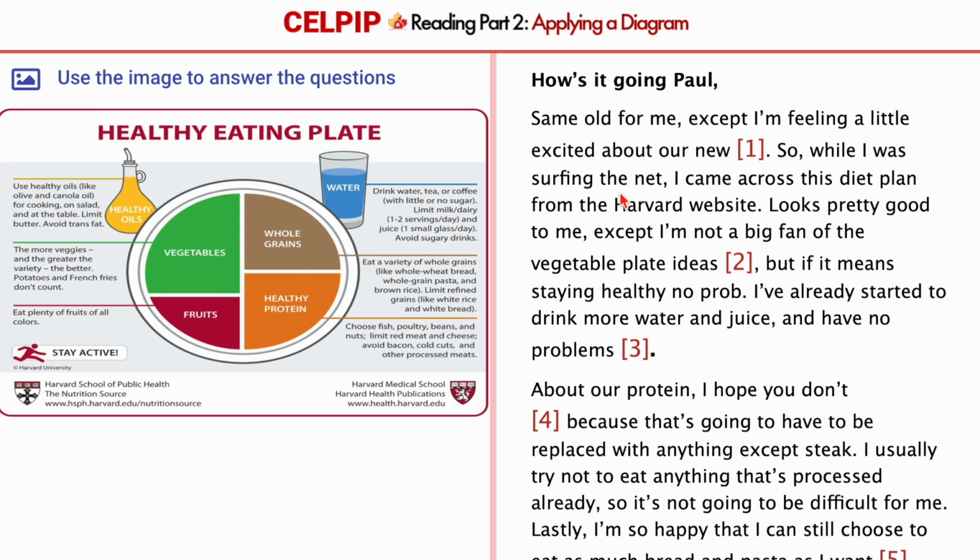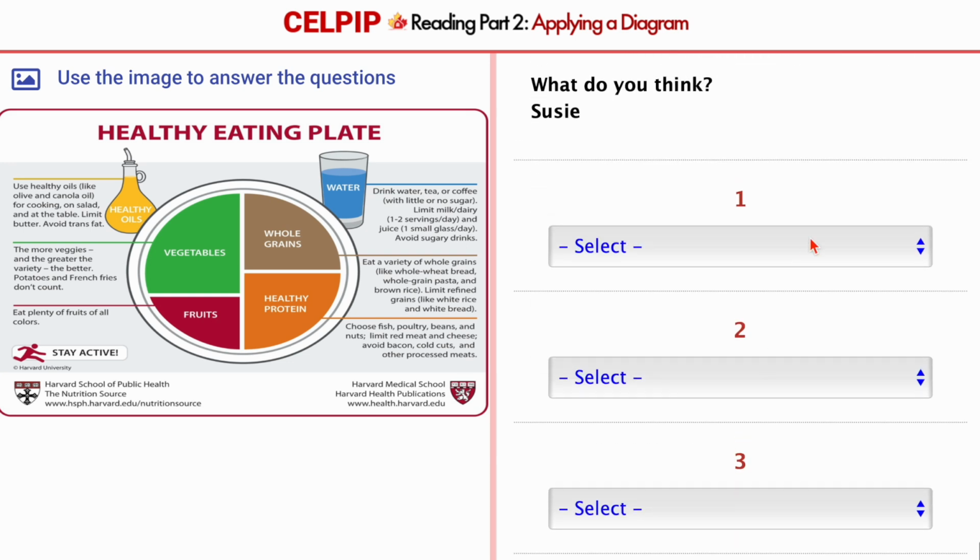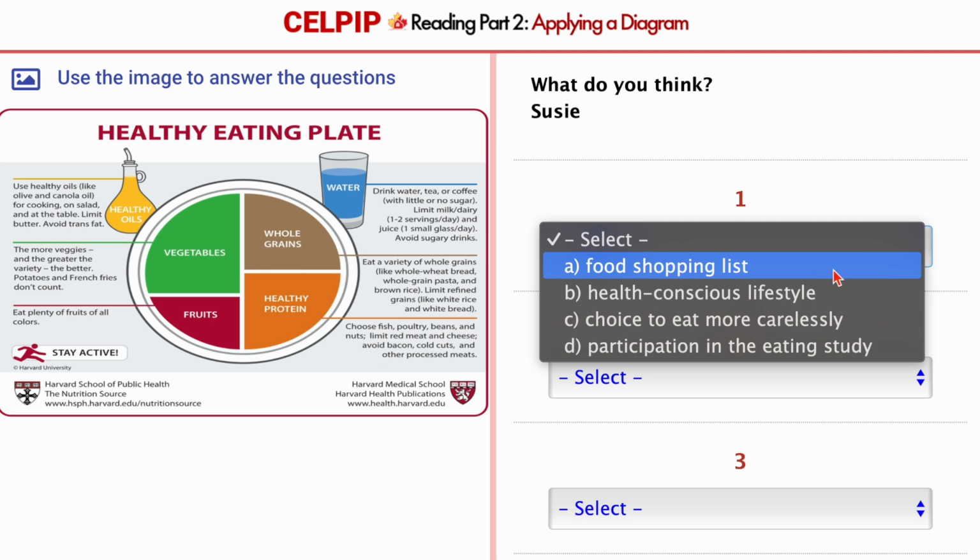While I was surfing the net, I came across this diet plan from the Harvard website. Okay, there we go. So we need to complete it here. Our answer choices are at the bottom. So let's look here. Food shopping list, health conscious lifestyle, choice to eat more carelessly, participation in the eating study.